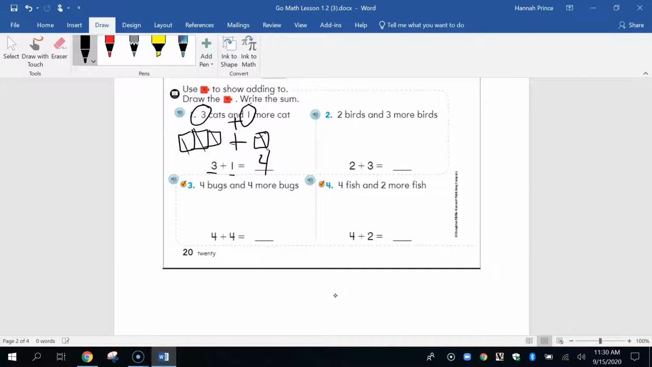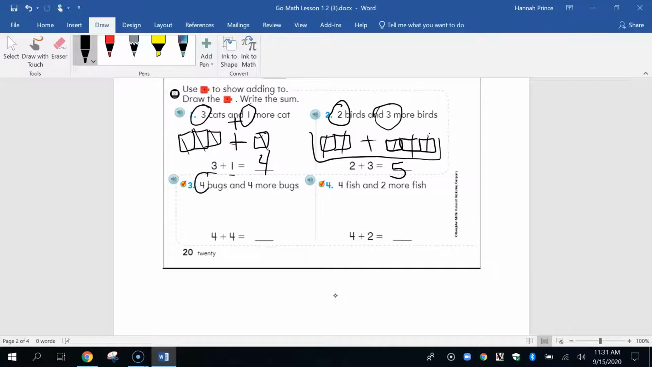Next problem. 2 birds and 3 more birds. 2 counting blocks. 1, 2. And 3 more. 1, 2, 3. All together. 1, 2, 3, 4, 5. How many? 5. All together we have 5.